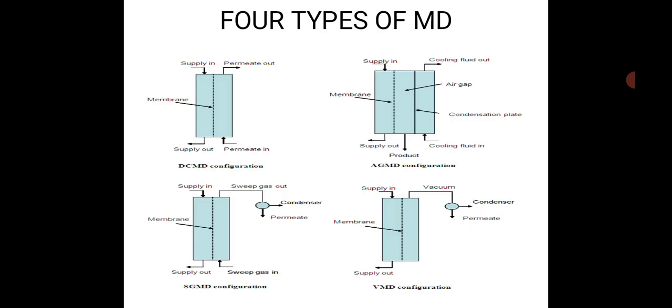There are 4 types of membrane distillation, and this is an example of them. The first one is direct contact membrane distillation. Here the hot fluid and cold fluid are in direct contact with the membranes. In air gap membrane distillation, there is a gap between hot fluid and cold fluid. The center chamber is called the condensation channel, through which the vapor phase separates from the liquid phase.